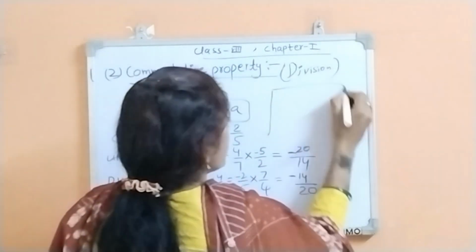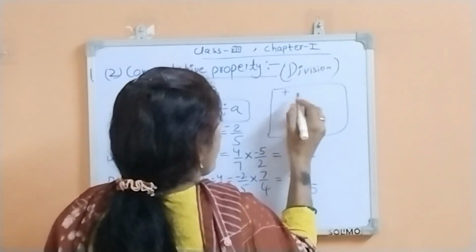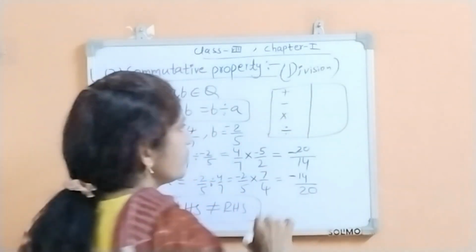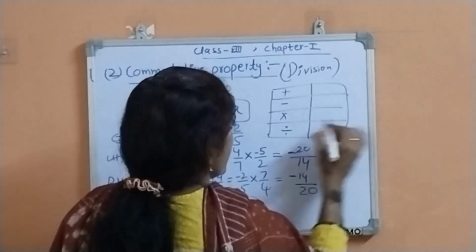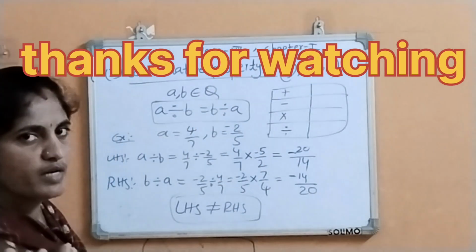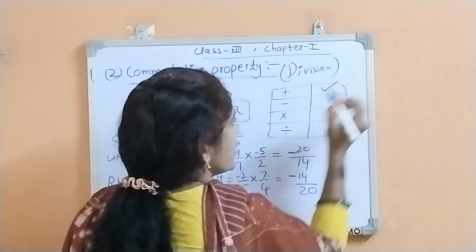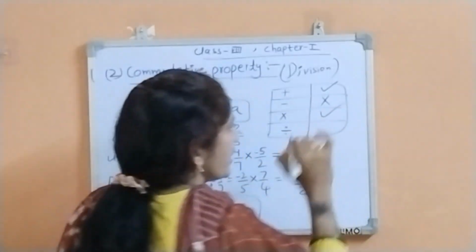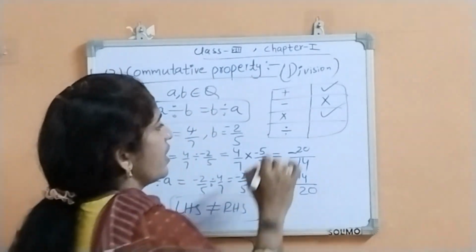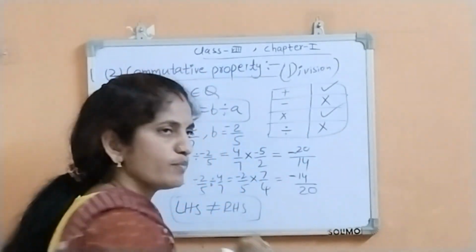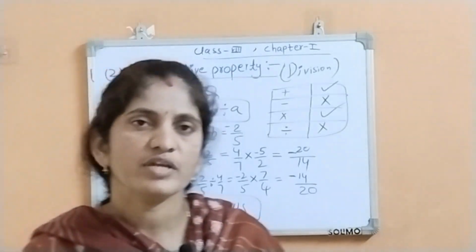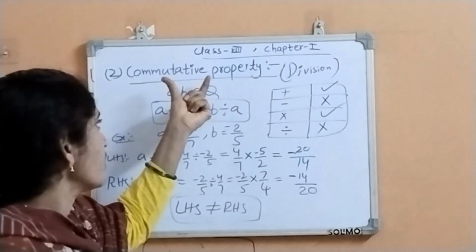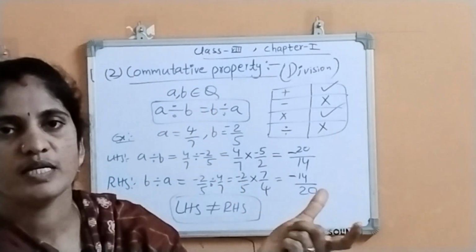So by this we can generalize commutative property under subtraction, under multiplication, under division, possible or not. Okay. Commutative property, tell me, under addition is possible in the rational number system, under subtraction is not possible in the rational number system, under multiplication is possible in the rational number system, under division is not possible in the rational number system. So now we are going to end today's class. We learned more about commutative property in the rational number system.